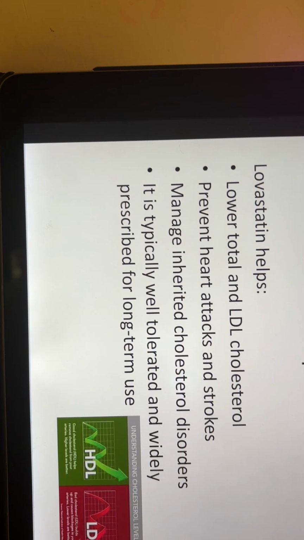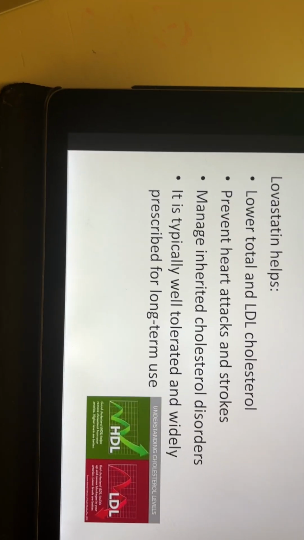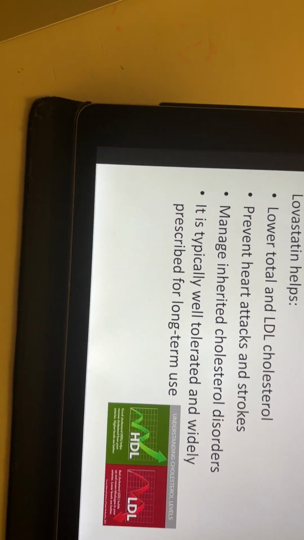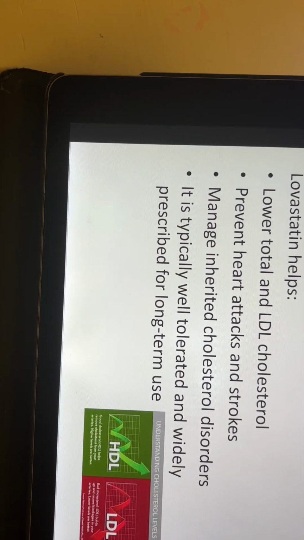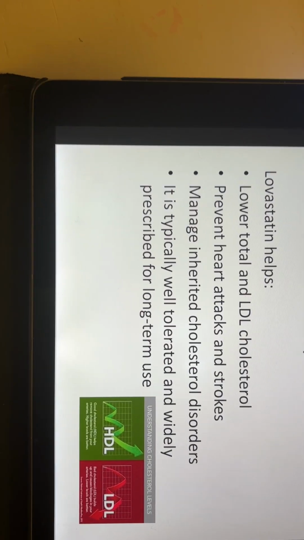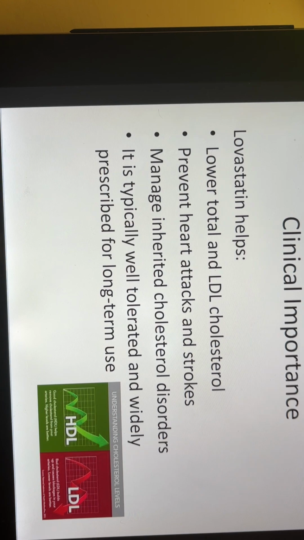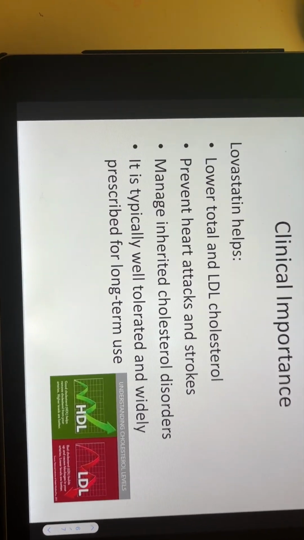As this slide outlines, the drug helps lower both total and LDL cholesterol, which significantly reduces the risk of heart attacks and strokes. It is also used preventatively for people with high cholesterol but no prior cardiovascular events. The effect is long-term and builds over time, and most patients tolerate it well with minimal side effects.